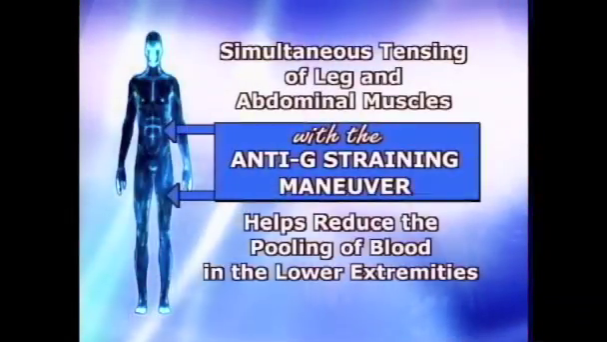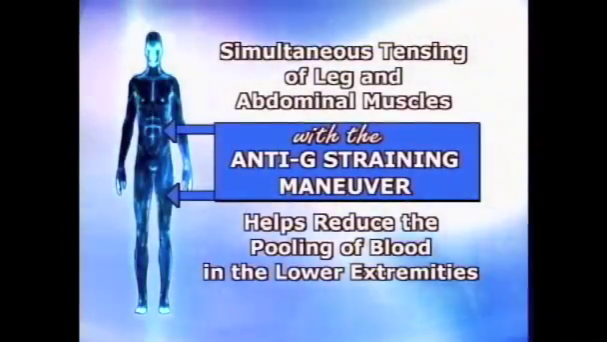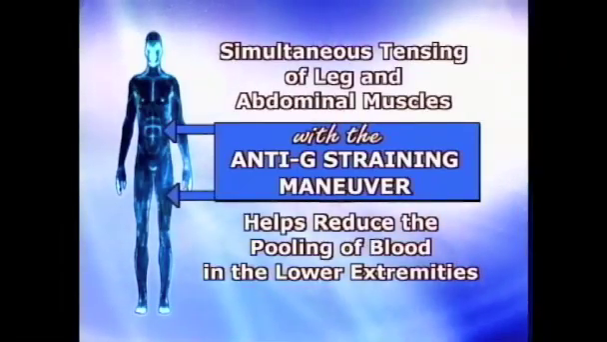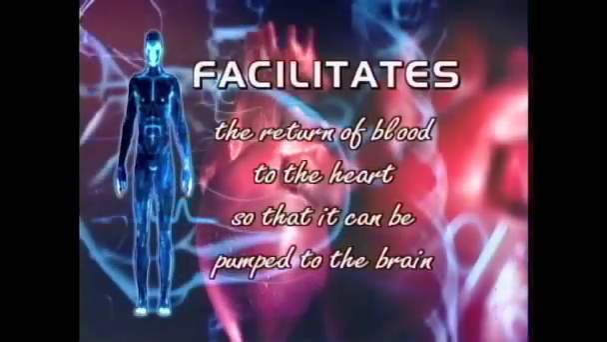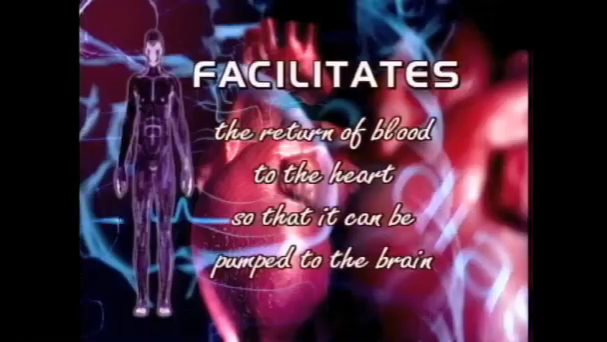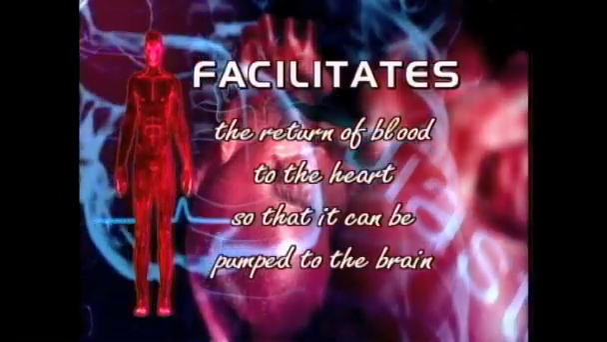This results in reduced blood flow to the brain. The simultaneous tensing of leg and abdominal muscles with the anti-G straining maneuver helps reduce the pooling of blood in the lower extremities and facilitates the return of blood to the heart so that it can be pumped to the brain.